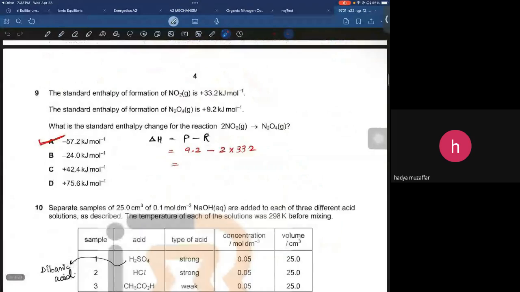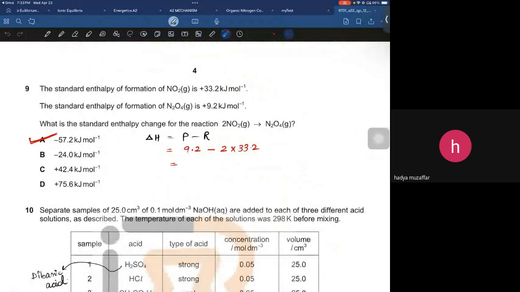Then question 9 says the standard enthalpy of formation of NO2 is 33.2. Okay, the formation of this one is given to you, and the standard enthalpy of formation of N2O4 is plus 9.2 kilojoules per mole. What is the standard enthalpy change for the reaction of this and this? You can draw the Hess's cycle, or you can solve it directly.